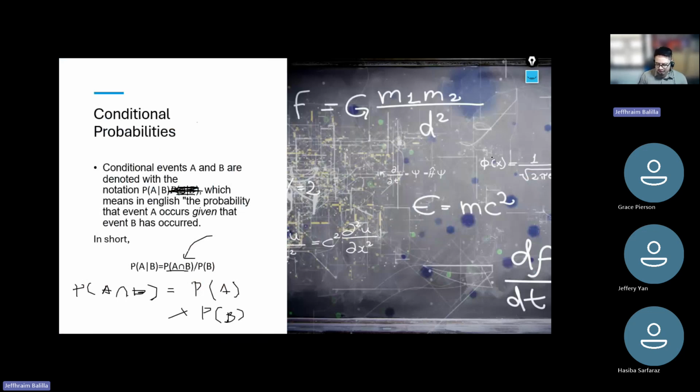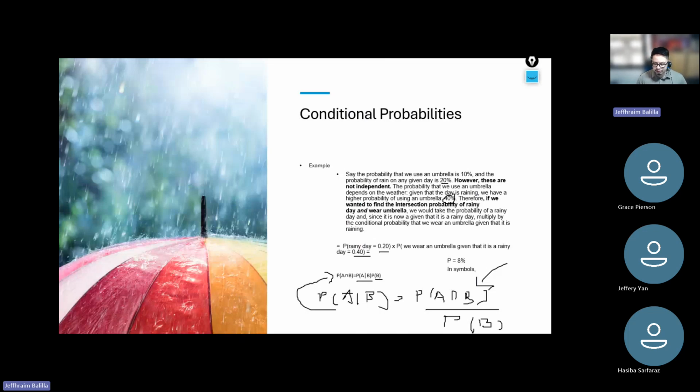If A intersection B is missing for some reason, or based on the structure of the problem, you can just multiply both sides by the probability of B, right? I think I've shown it somewhere here. Yeah, there we go. You just have to multiply both sides by the probability of B so that this would cancel and you have the probability of B multiplied to A given B, which is this part right here. But since the probability of A given B is given, that is 40% in this case, right? That is the probability that you brought an umbrella given that it rained. So that's A given B times the probability of B, which is in this case the rainy day, 20%.